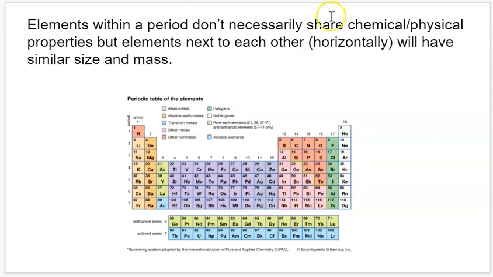Things within a period aren't necessarily going to share a lot of chemical or physical properties. They will share physical properties in the sense that the things on the left side of the periodic table are metals. So things in a row on the left side are all going to be metals, and then things in a row on the right side are all going to be non-metals. And as you go from one to the next, you're only increasing by one proton and one electron and a handful of neutrons. So their size and their mass are going to be similar, but overall there aren't a lot of trends and similarities between things in a period.